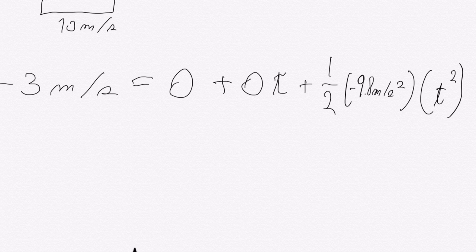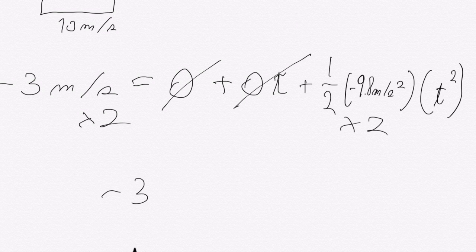So now we're just going to do a bit of algebraic manipulation. This cancels out, that cancels out, that's nothing. So now what we want to do is move the 2 over, because this is multiplying everything here by half. So we want to move this over, so multiply both sides by 2. And we get negative 3 multiplied by 2.